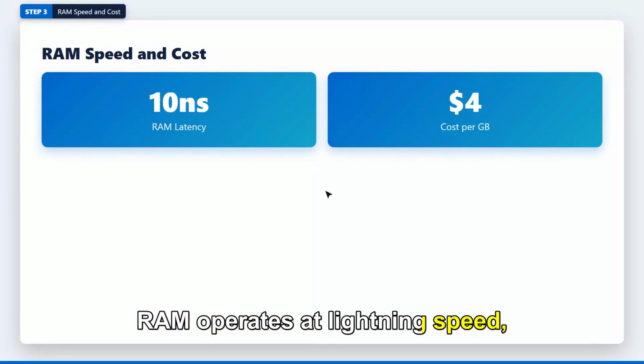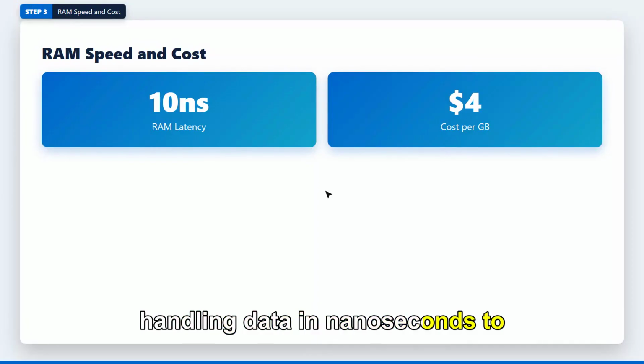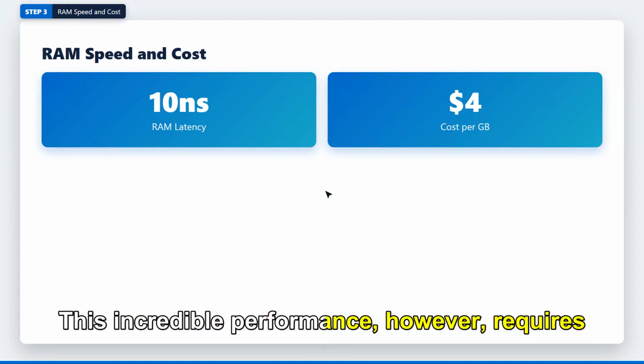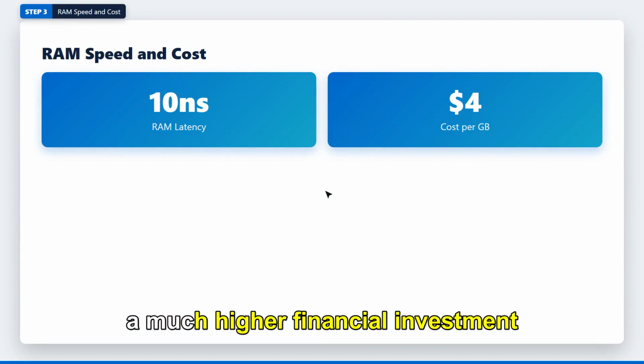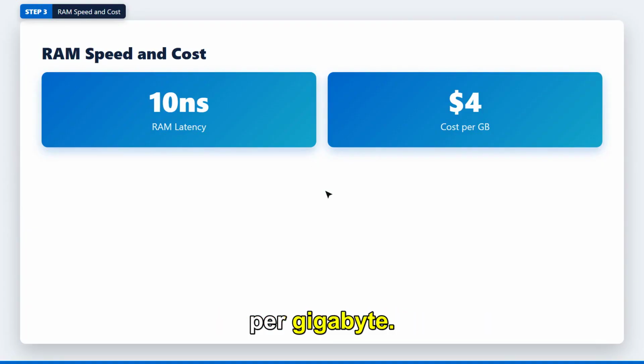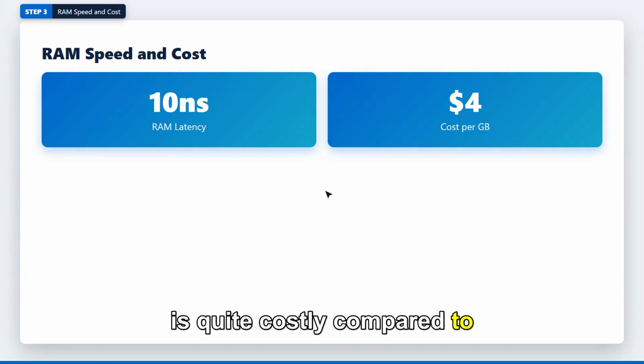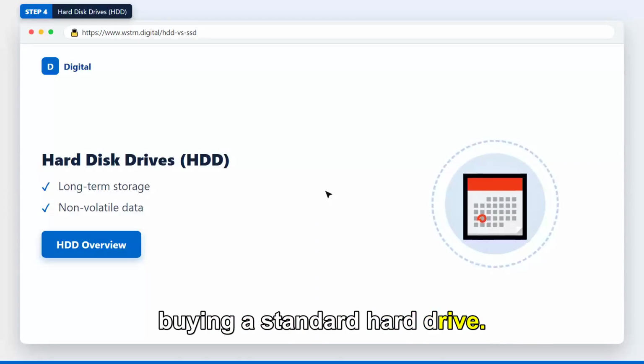RAM operates at lightning speed, handling data in nanoseconds to easily outperform slow storage drives. This incredible performance, however, requires a much higher financial investment per gigabyte. For example, upgrading your memory is quite costly compared to buying a standard hard drive.